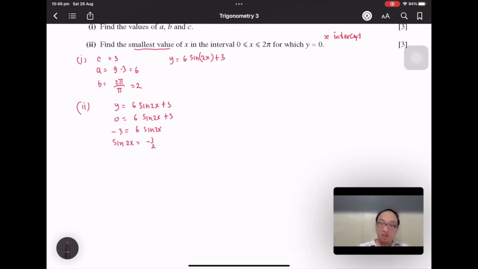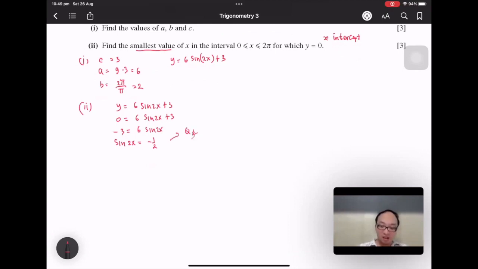So sine negative half is in the third quadrant, yeah? Third quadrant and fourth quadrant. So that means for the 2x, find the sine inverse of this half. This equals pi over 6. So that means 2x will be equal to pi over 6. Since sine is negative, in quadrant 3, the angle is pi over 6 plus pi. This is the angle in quadrant 3.